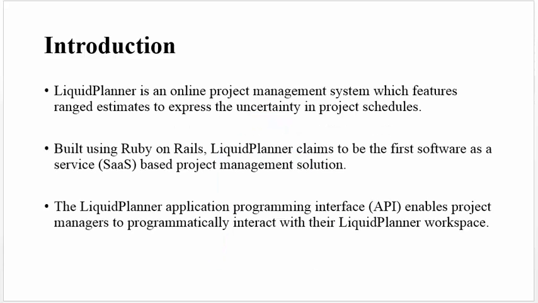LiquidPlanner is an online project management system that allows users to express uncertainty in project schedules. All of us would agree that uncertainty is inevitable in project management, and LiquidPlanner comes to our rescue. It is built using Ruby on Rails, and the LiquidPlanner API, application programming interface, enables project managers to interact with their LiquidPlanner workspace.